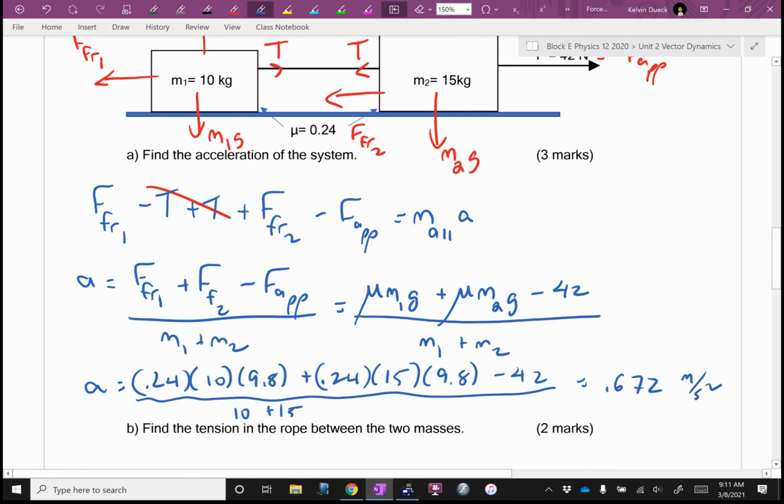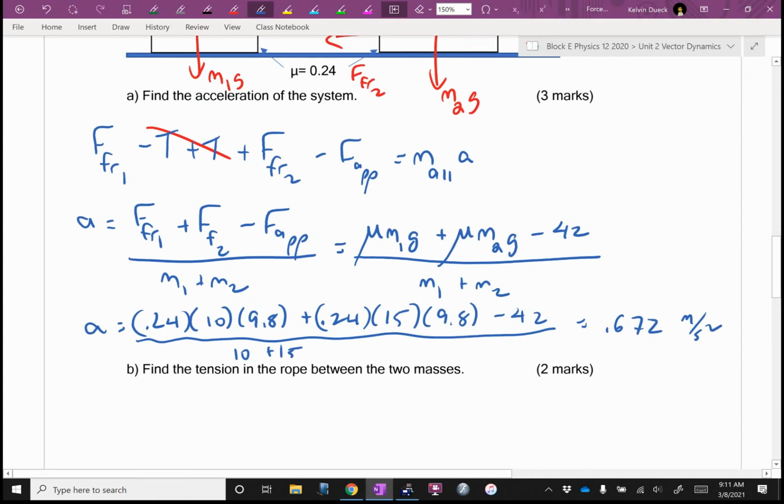Find the tension in the rope between the two masses. I think I'm still going to use mass. If you got that right, 3 out of 3. Otherwise, 1, 2, 3, 4. I would probably go something like this.